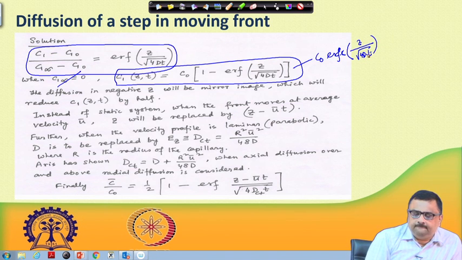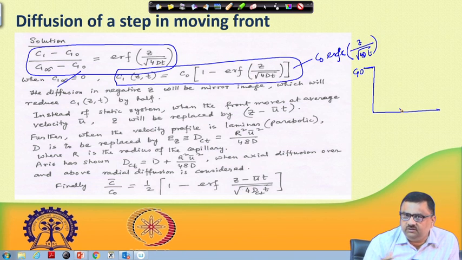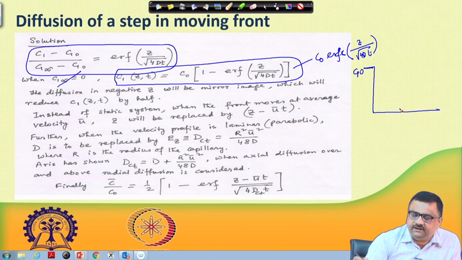Now, we said that this is based on C1 0 being held constant for all time t greater than 0. But when there is a step change and this step change is flowing through a capillary, we expect this concentration to be like here, there is a build up.